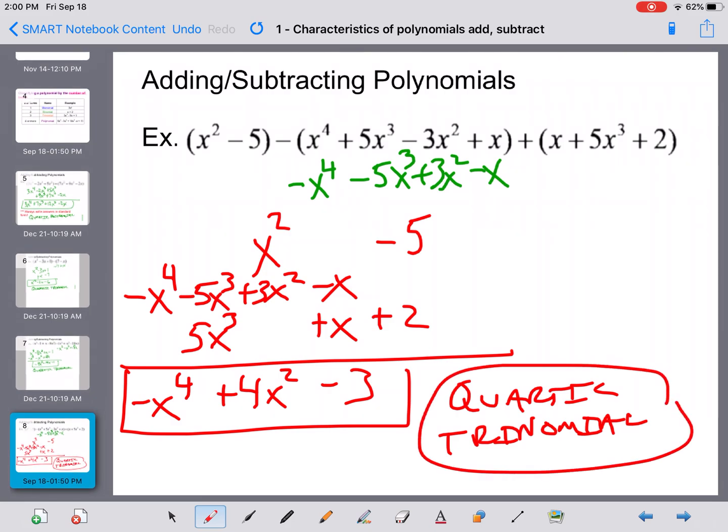So I hope this helps you in reviewing some polynomials as well as adding and subtracting polynomials.